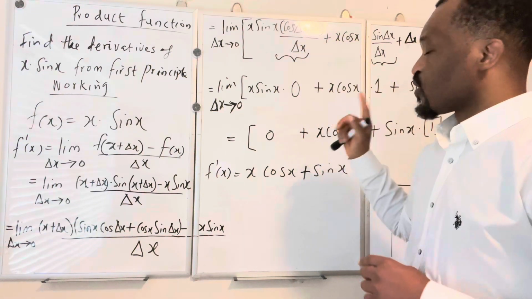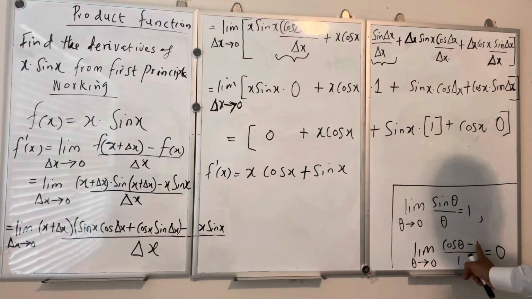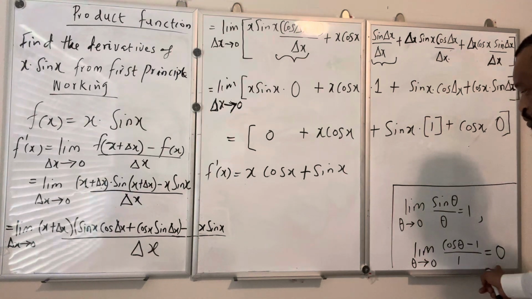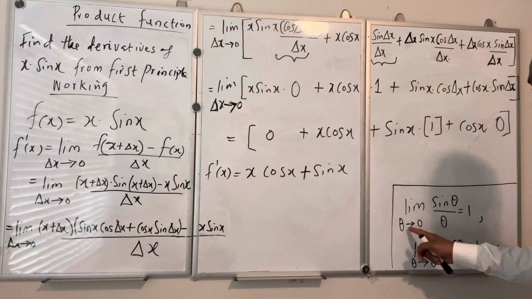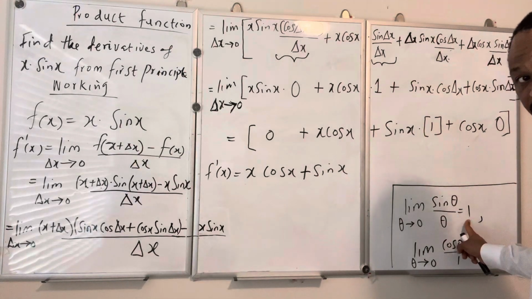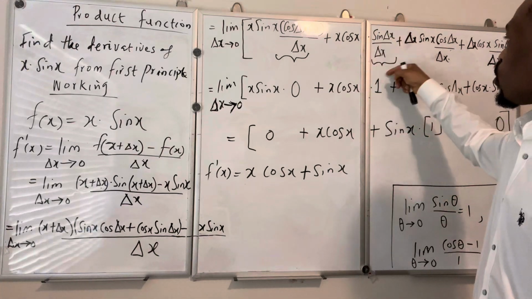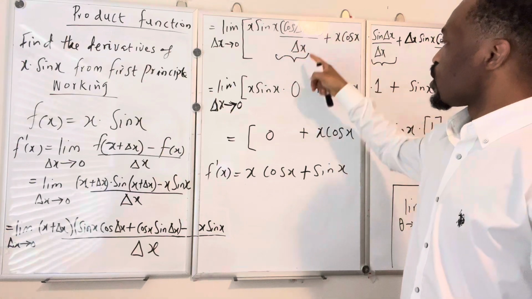We call this identity cos theta minus 1 over theta. I have written that identity out here. When you take the limit of cos theta minus 1 over theta as theta goes to 0, it works out to be 0. When you take the limit of sine theta over theta as theta goes to 0, the answer works out to be 1. So all of this expression here would work out to be 1, and all of this expression here will work out to be 0.